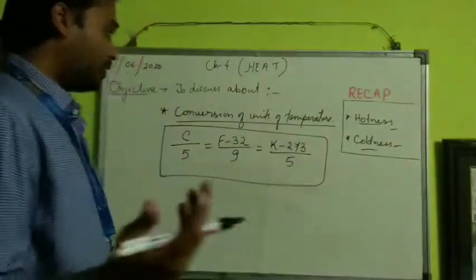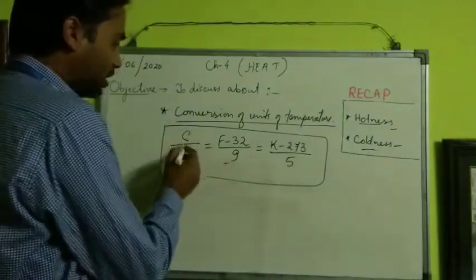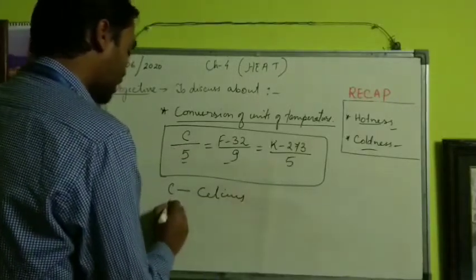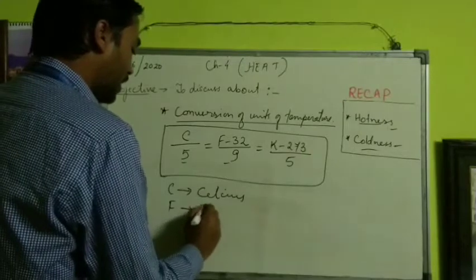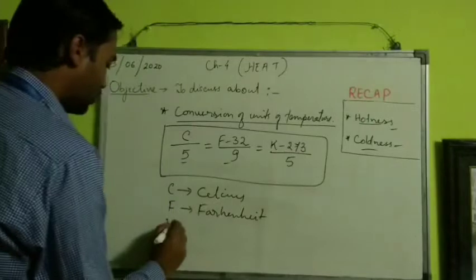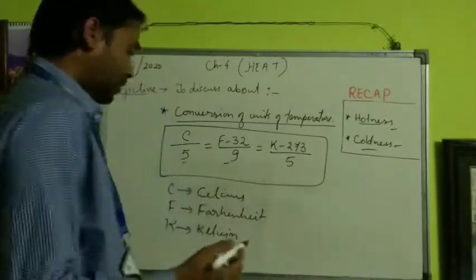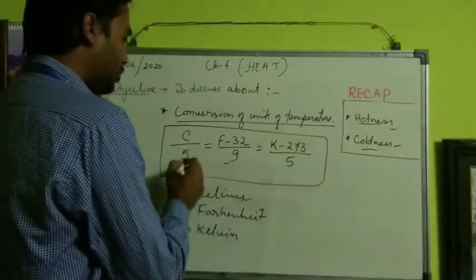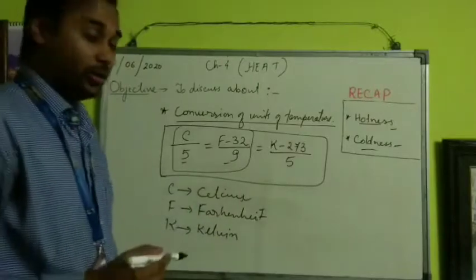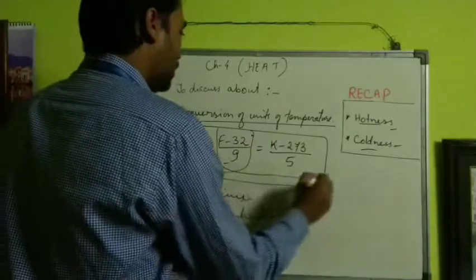So suppose if we have to convert Celsius to Fahrenheit, we can use this and this, because this C stands for Celsius, as we have already discussed. F stands for Fahrenheit and K stands for Kelvin. So if we have to convert from Celsius to Fahrenheit, we will use only the first two parts from here to here. Or if we have to convert Fahrenheit to Kelvin, we will use from here to here.